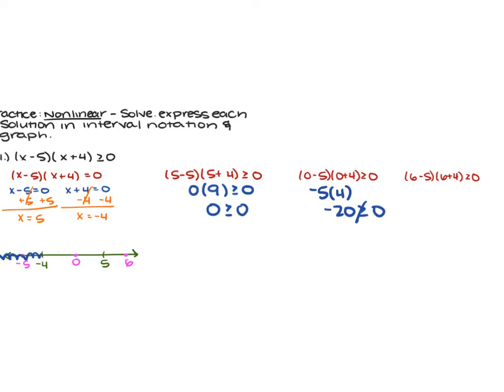For the 6 minus 5, that gives us 1. 6 plus 4 is 10, so 1 times 10 is 10. That is greater than or equal to 0. So that would be shaded.